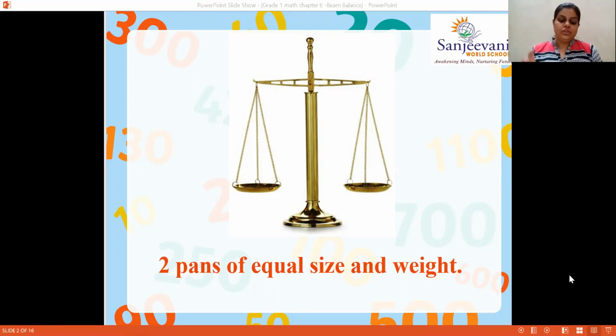So the object to be weighed is placed in one pan and a known weight is put in the other pan. You all can see those two pans. Yes, children, they are of equal size and weight also is equal. Neither is small, neither is big. They are of equal size and weight. So now let's see.